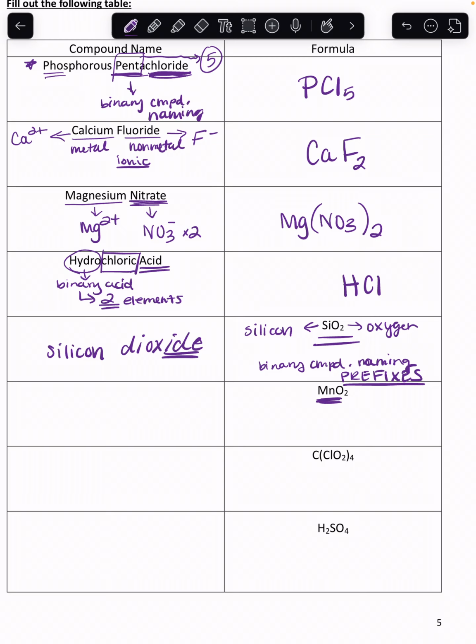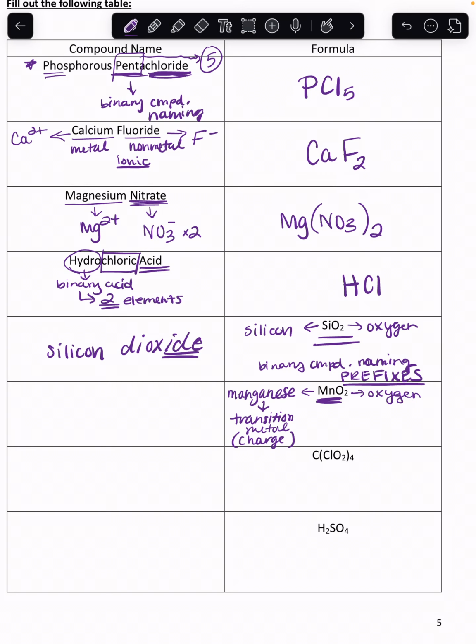MnO2. We've seen Mn a couple times, but just for fun, it's manganese. Manganese! So that's the first one here. And if you didn't know, this is a transition metal. So it has special rules where we must have the charge in parentheses. And then we just have a regular old oxygen next to it, paired up with it, right? So I got manganese and I got oxygen.